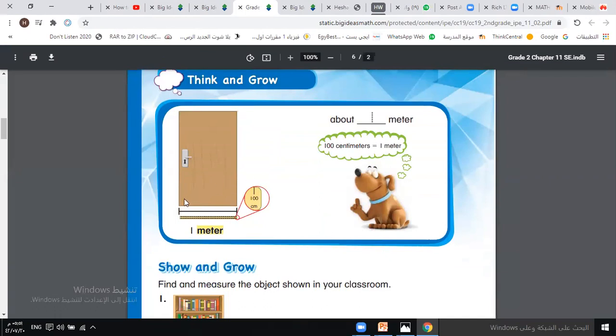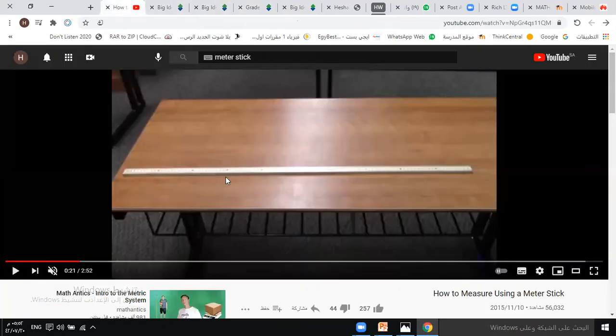Grade 2, the width of the door is about 1 meter. 1 meter equals 100 centimeters. So it's very important to know the difference between meter and centimeter. 1 meter equals 100 centimeters. And it's very important to imagine the length of 1 meter. To imagine the length of 1 meter, remember the picture of the meter stick.